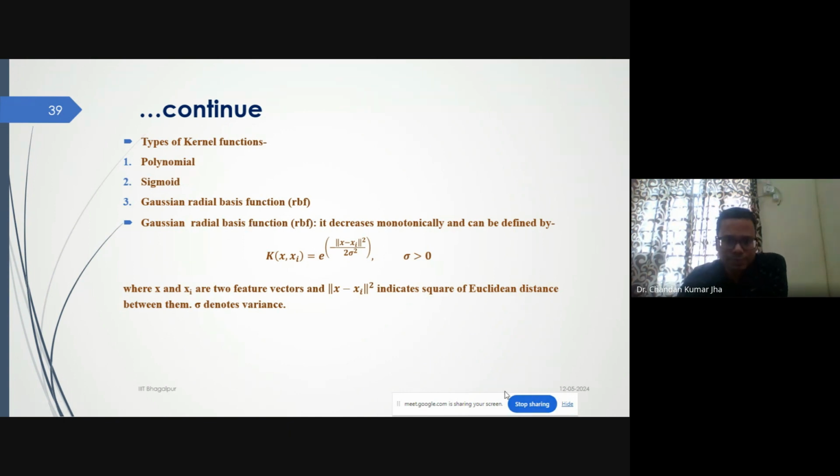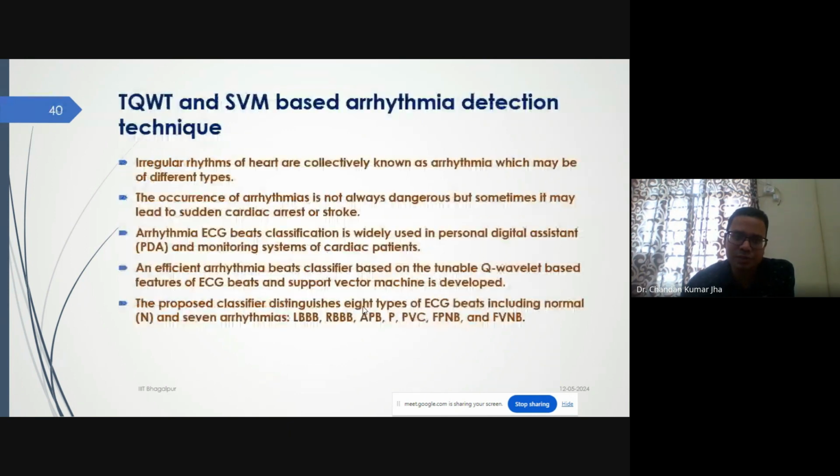RBF is used. And the kernel of the Gaussian RBF can be defined with this formula: exponential of minus the norm of x minus x_i divided by 2 sigma, where sigma is greater than 0. So this is the formulation of the kernel which is used in case of the ECG, and not only for the ECG. It also has a very wide range of applications, because it offers promising performance in case of the classification.